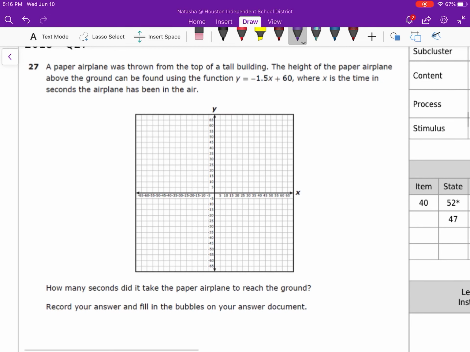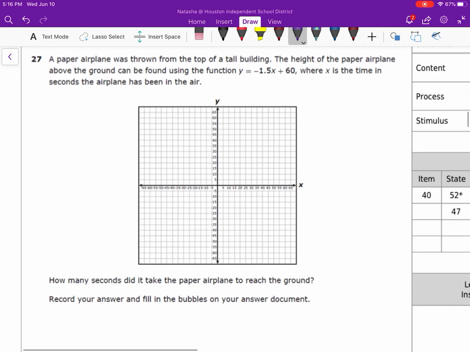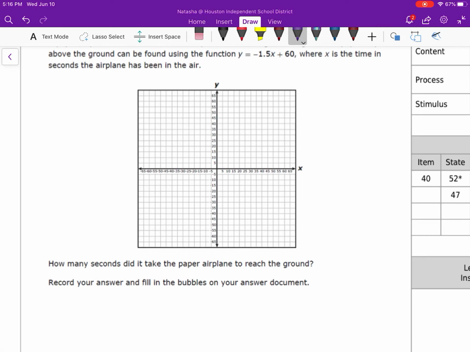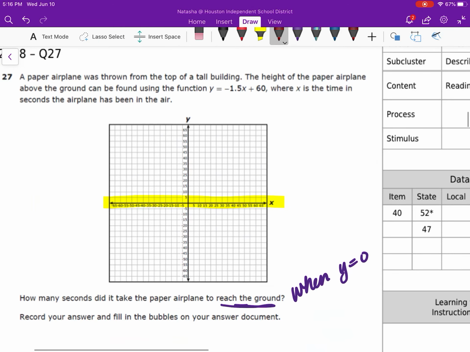A paper airplane was thrown from the top of the building, blah, blah, blah. We're given the function. How many seconds did it take the paper plane to reach the ground? That is when y is equal to 0. Ground is x. Ground is going to be crossing the x-axis. Okay, so we have 60.